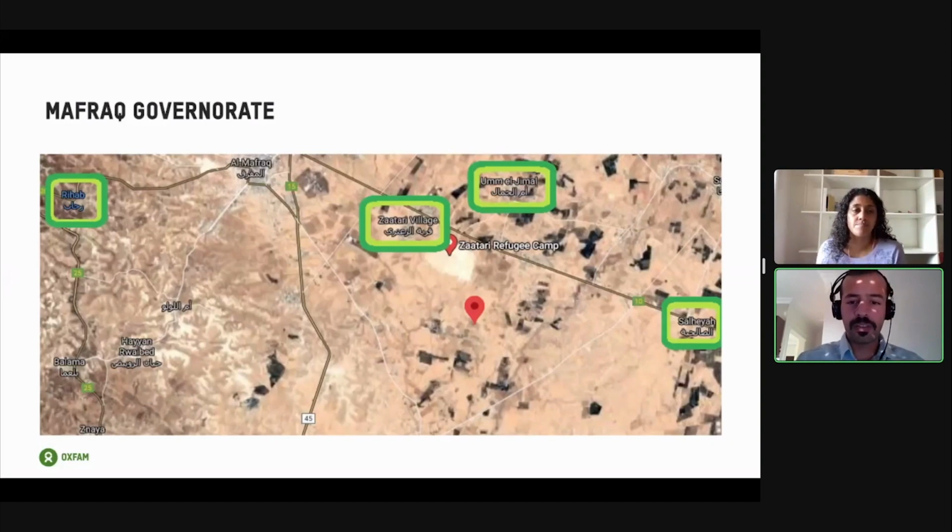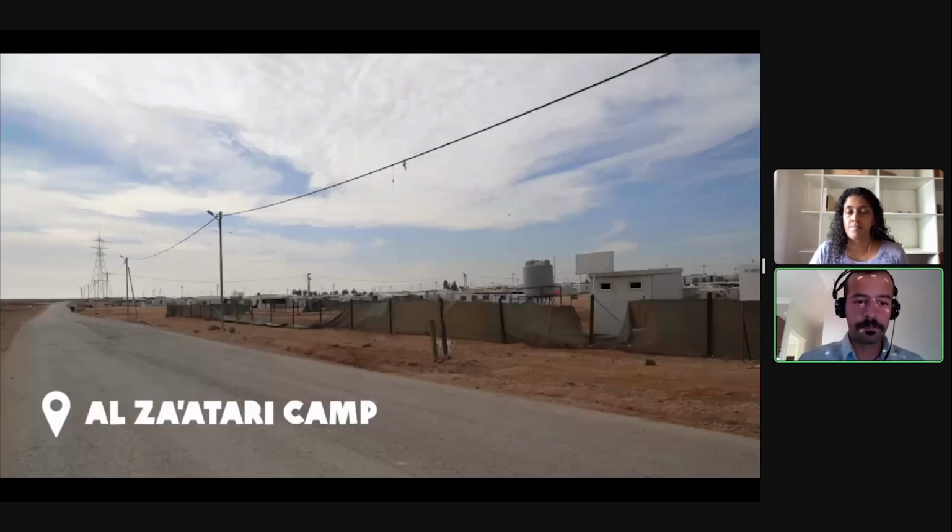Here's a map of where we are working. In the green boxes, you can see the host communities, the municipalities that we are working with. Also, we have Za'atari refugee camp, and the red dot below is the Al-Ihsaniyat landfill, which we are going to speak about a little bit later. Al-Za'atari camp.